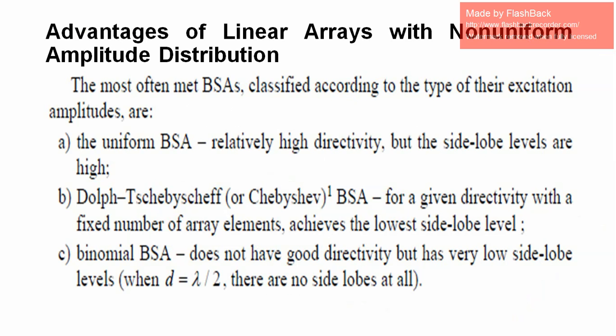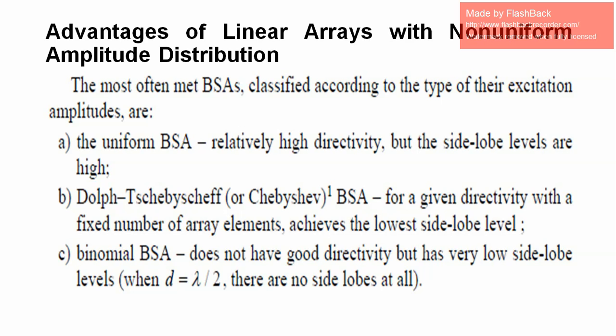Broadside arrays are most often classified according to the type of their excitation amplitudes. First, the uniform broadside array has relatively high directivity, but the side lobe levels are high. So try to understand the difference between the uniform broadside array, the binomial broadside array, and the Dolph-Chebyshev type of broadside array. Basically, the uniform BSA has relatively high directivity, but high side lobe levels.